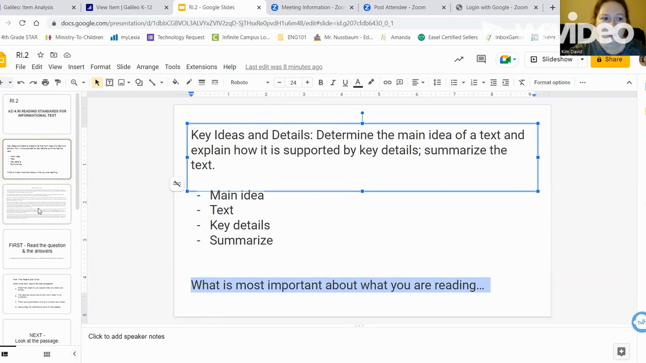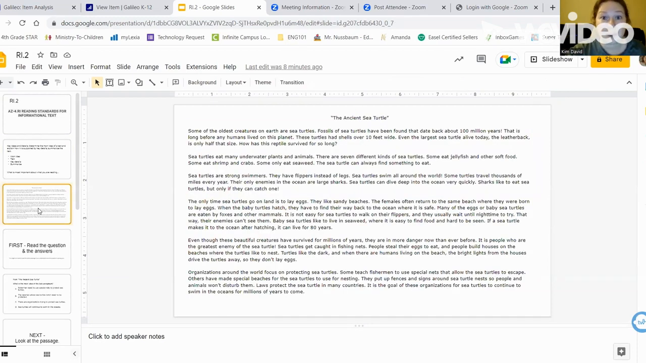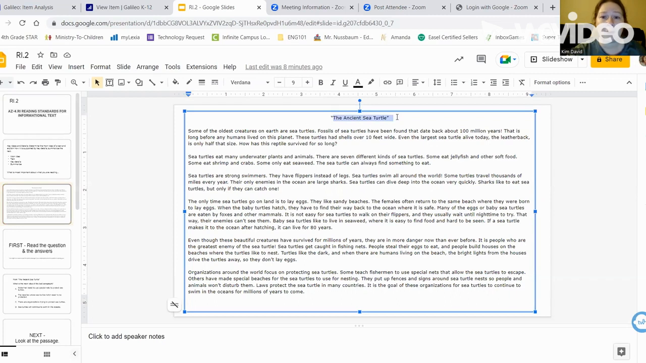So when you have taken Galileo, we have seen this passage, and I know it is really small on the screen. You don't have to worry about reading it right now, but it is the one about the ancient sea turtle. And now I know with a lot of our Galileo quizzes, you are reading the same passages over and over, but then when you take the actual Galileo or the state test or another quiz that I might give you, you may have never seen that passage before. So you do need to make note about this passage.